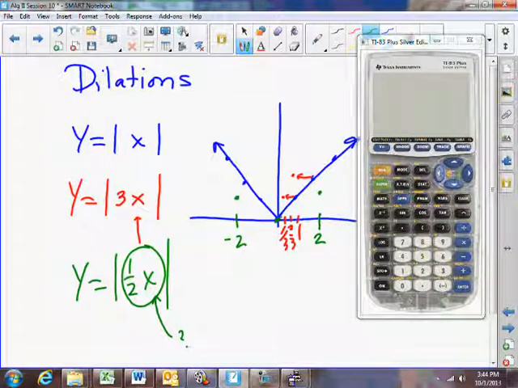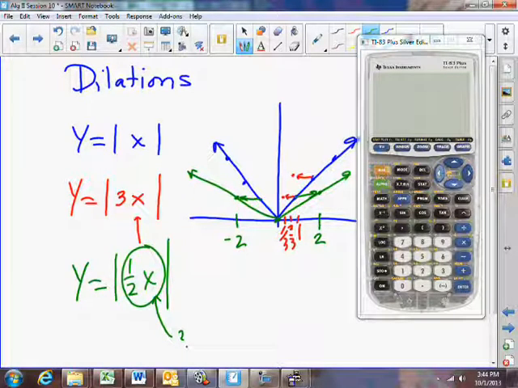So notice what happens is we have a graph where the 1 has been put out to 2, the negative 1 has been put out to negative 2 here. So what happens is when I multiply by 1/2 before I perform the function, I'm stretching the graph horizontally by a factor of 2, or in other words, I'm dividing by 1/2, which is the same thing as multiplying by 2.